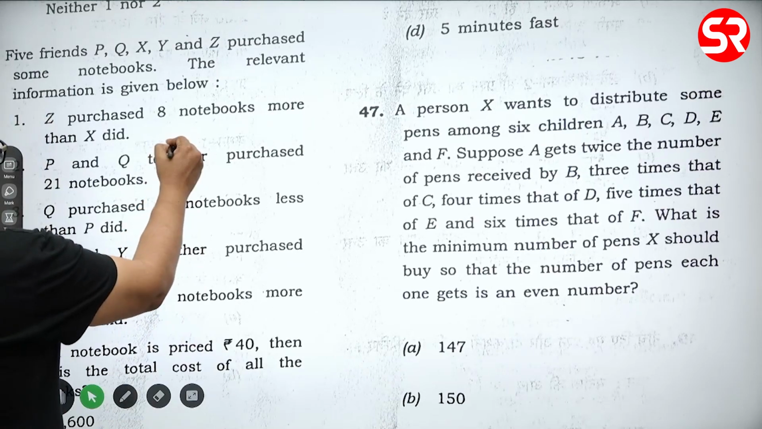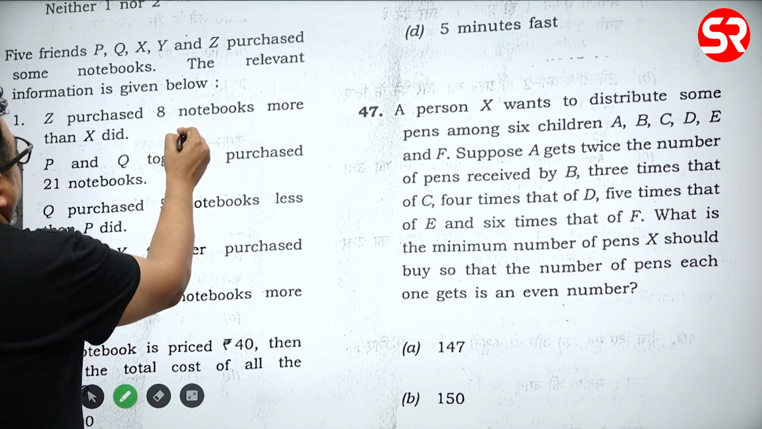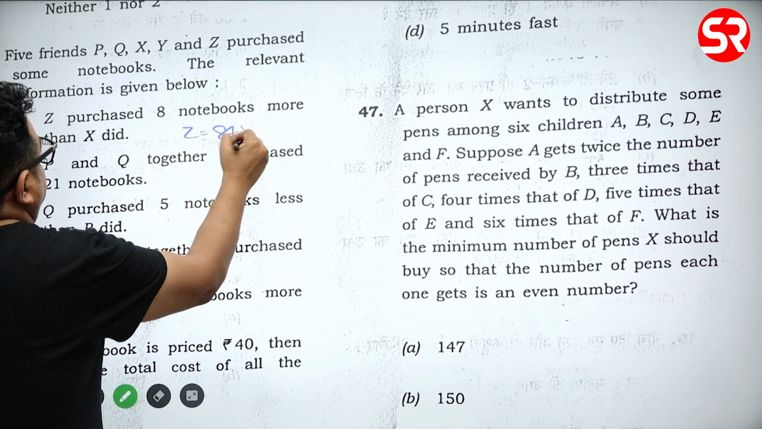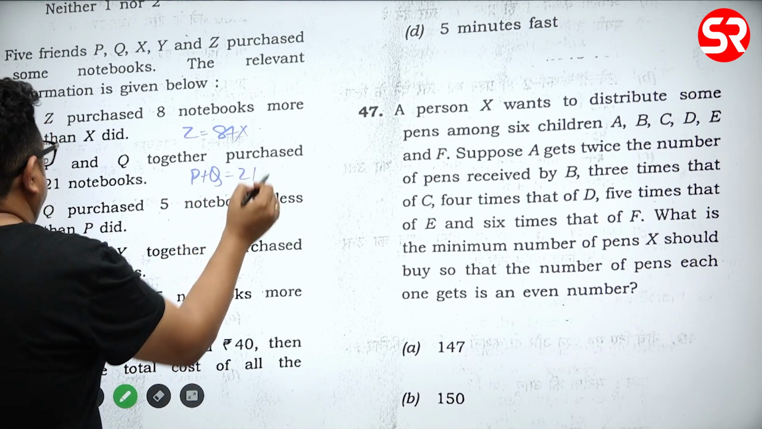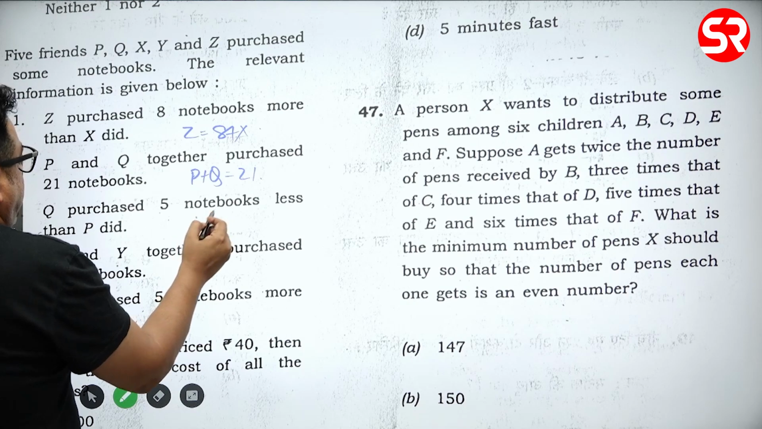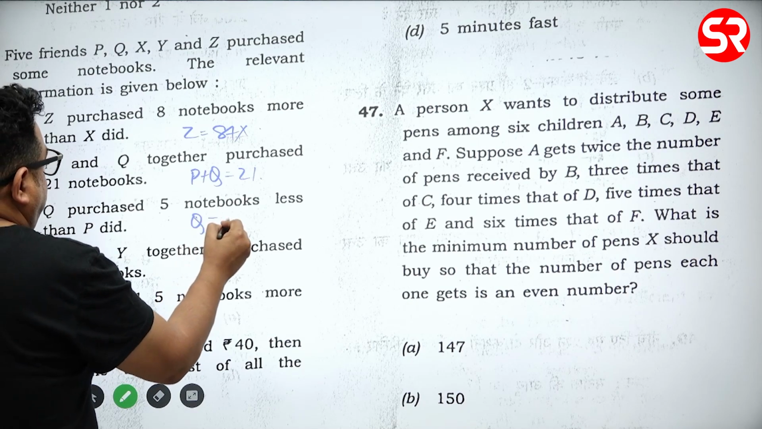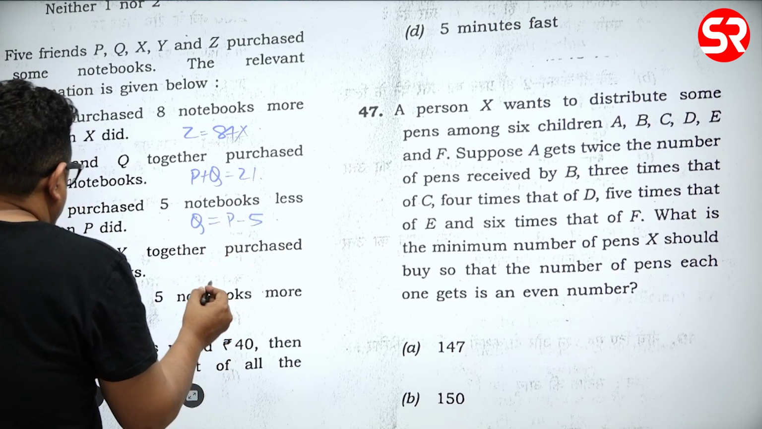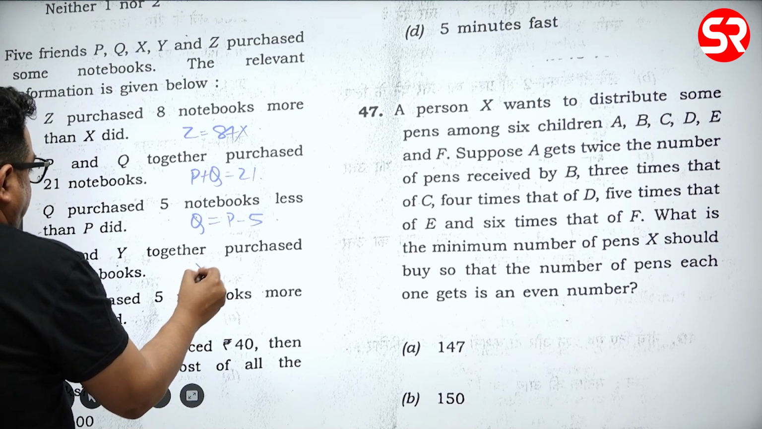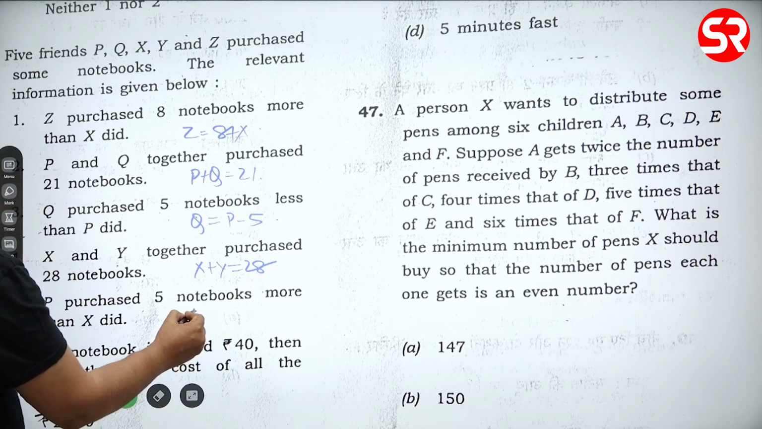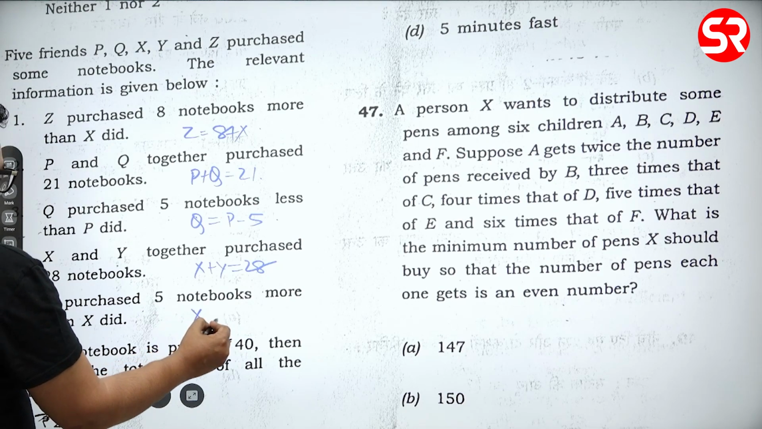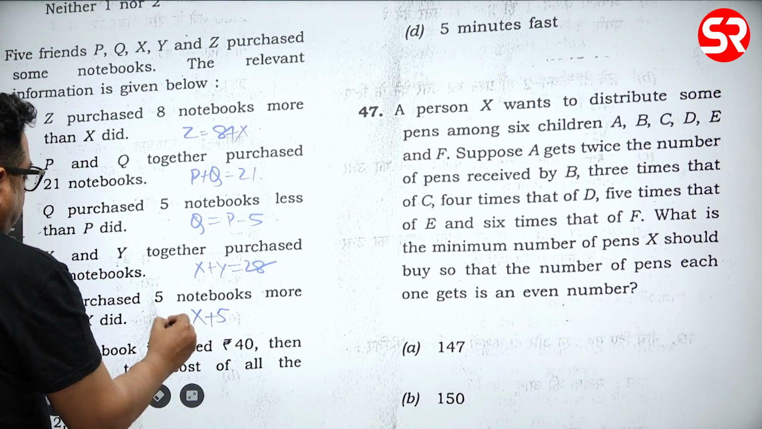Again, Z purchases 8 more than X. Let's see. P and Q together purchase 21. Something missing, huh? Q purchased 5 notebooks less than P. All right. X and Y together 28. I think I made some silly mistakes. Let's see. P purchase 5 notebooks more than X. P is more than X.